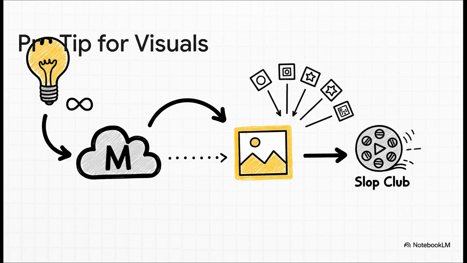And hey, here's a little pro tip to get the most out of these free tools. Use Meta AI's unlimited power to generate all of your base images first. You can even see the recommended settings here for getting some great detailed results. Then you just take your best images over to Slop Club for the animation part. This way, you're not wasting your daily animation credits just experimenting with images.